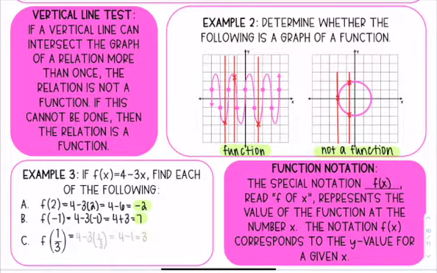And f(1/3). That's going to be 4 - 3 times 1/3. Well, 3 times 1/3 is just 1, and 4 - 1 is 3.